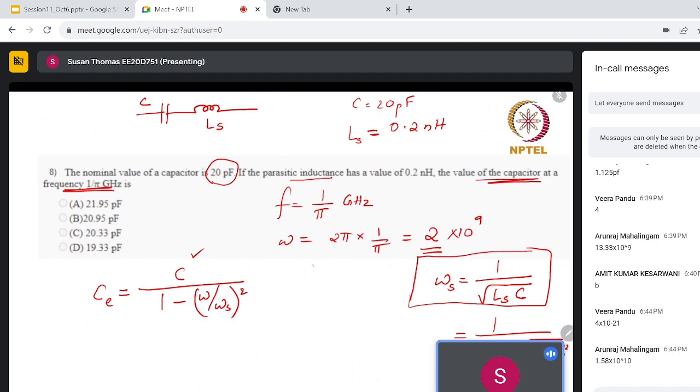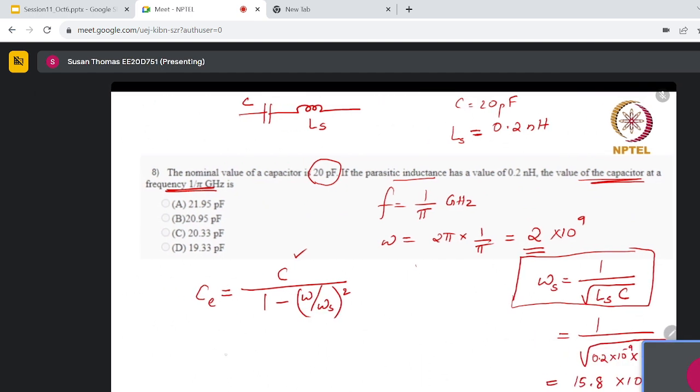Okay. So with that, let's substitute omega s here. The nominal value of the capacitor is 20 picofarad divided by 1 minus omega by omega s, the whole square. Omega is 2 into 10 power 9 divided by omega s, which is 15.8 into 10 power 9. That's the reason I kept it as 10 power 9, so this gets cancelled. Any final answers for the value of the capacitor at the operating frequency 1 by pi gigahertz?